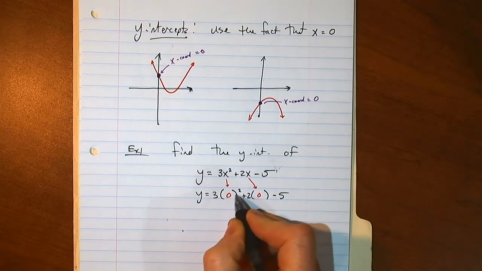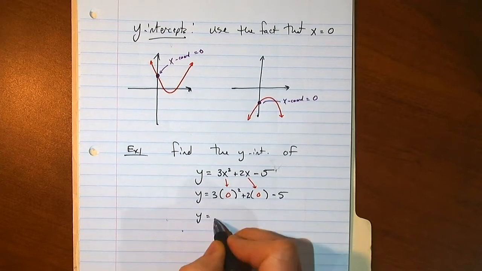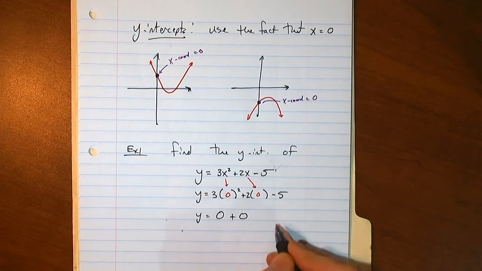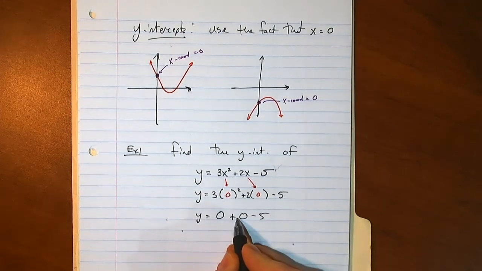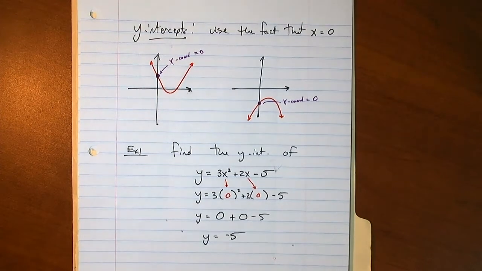Well, 0 squared, 0 times 0, that equals 0. And 3 times 0, that equals 0. 2 times 0, that equals 0. 0 plus 0 equals 0. Minus 5 is a negative 5. Okay, and so that's how we find the y-intercepts.